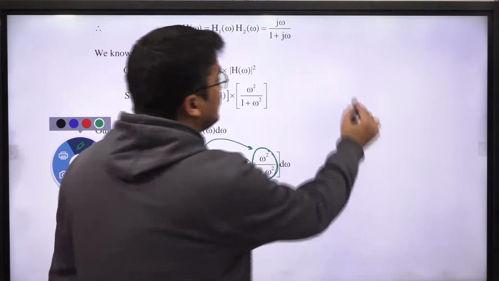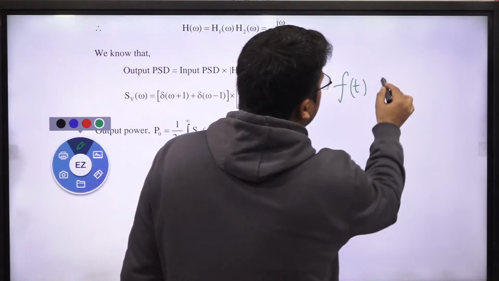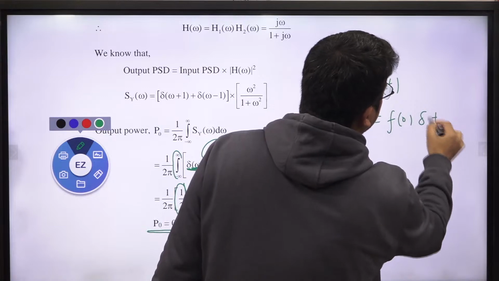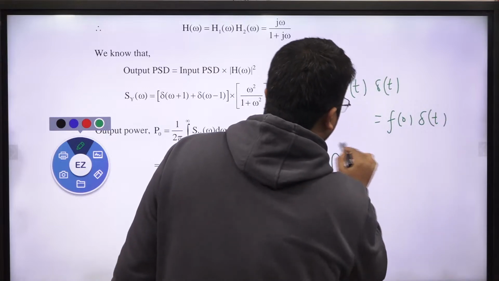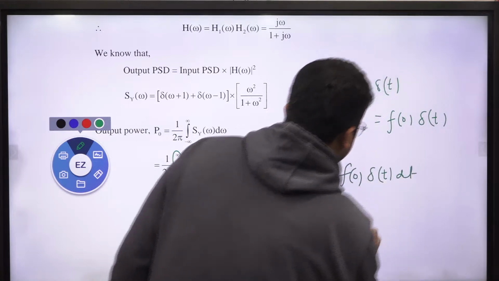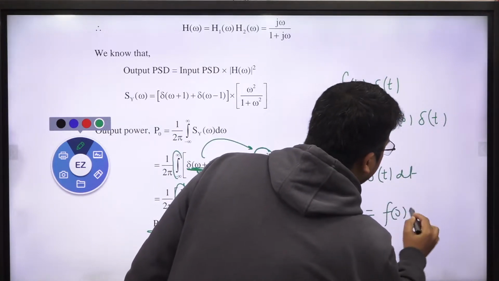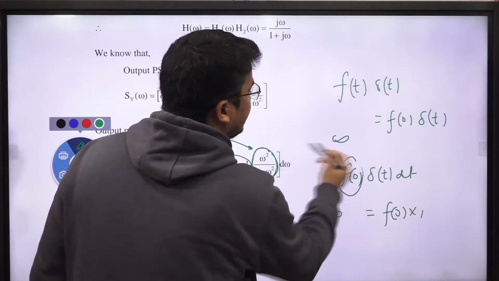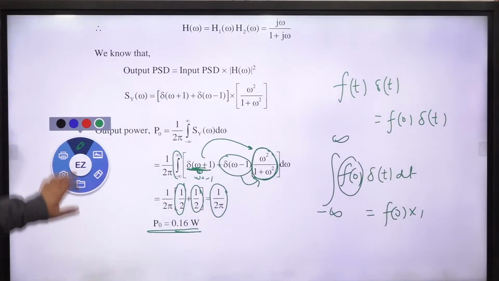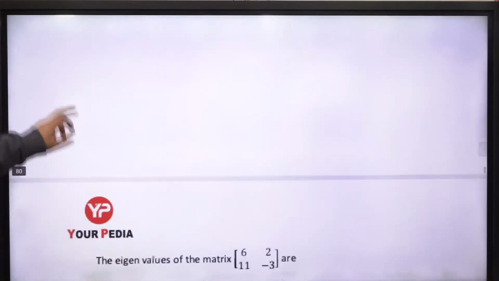Here I have used two properties. First, f of t times delta of t will be equal to f of 0 times delta of t. Second, integral from minus infinity to infinity of f of 0 delta of t dt will be equal to f of 0 multiplied by 1, because you take this out of the integration. Area under the curve of the impulse is 1. That's it, right? Okay. So moving toward the next question.